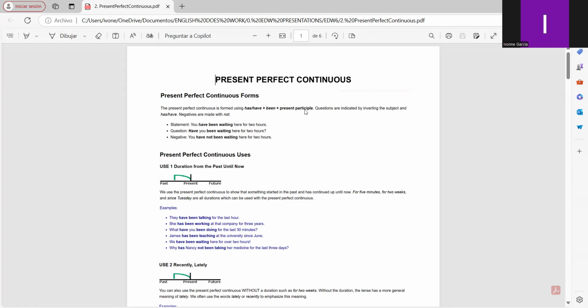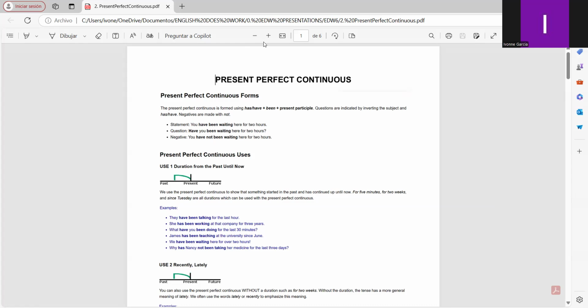Questions are indicated by inverting the subject and has, have. Negatives are made with not. So we have a statement: You have been waiting here for 2 hours. Question: Have you been waiting here for 2 hours? Negative form: You have not been waiting here for 2 hours.